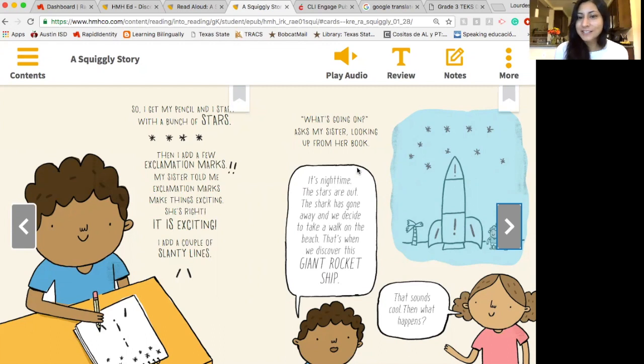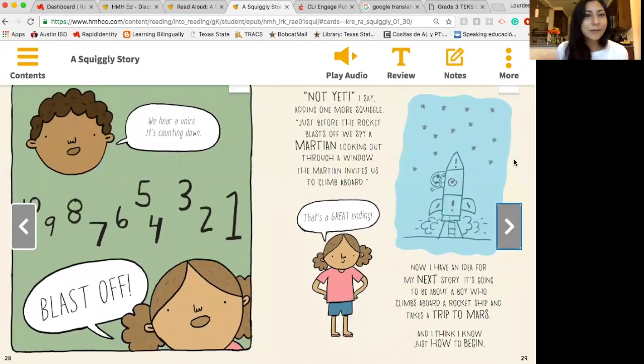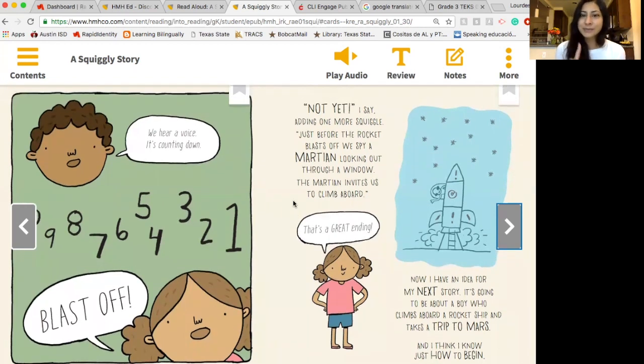The shark has gone away, and we decide to take a walk on the beach. That's when we discover a giant rocket ship. "That sounds cool. Then what happens?" We hear a voice. It's counting down. 10, 9, 8, 7, 6, 5, 4, 3, 2, 1. "Blast off!" "Not yet," I say, adding one more squiggle.